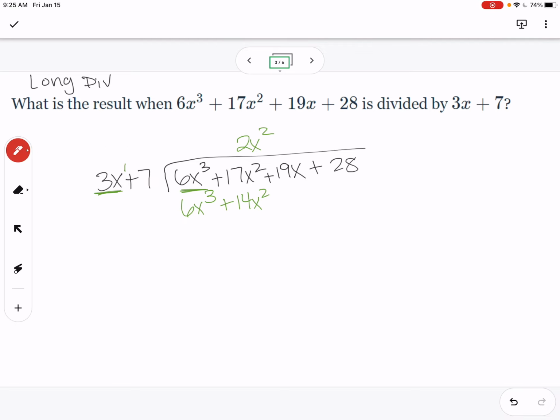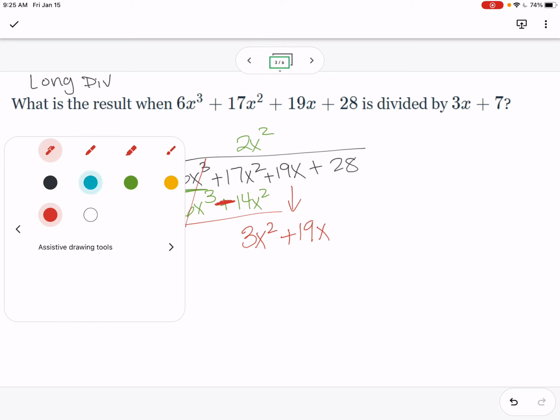When we subtract, some teachers write it like this, and you have to remember to distribute that negative. I personally like to distribute the negative immediately so that I don't forget. So this is a negative and this is a negative. Okay, simplify that. 17x squared minus 14x squared is 3x squared. Bring down, oh, it looks like I put a negative. I don't mean a negative.